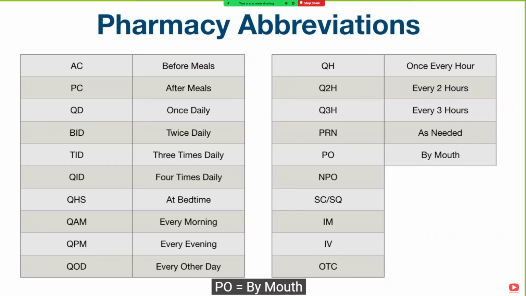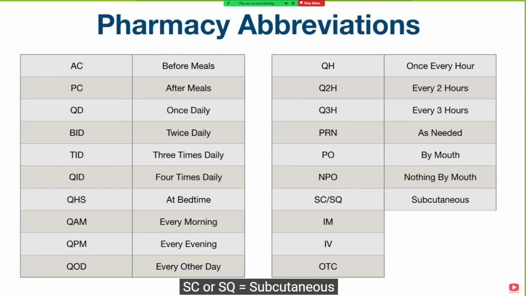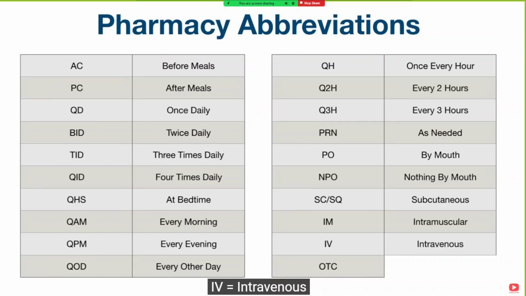PO, by mouth. NPO, nothing by mouth. SC or SQ, subcutaneous. IM, intramuscular. IV, intravenous. OTC, over the counter.